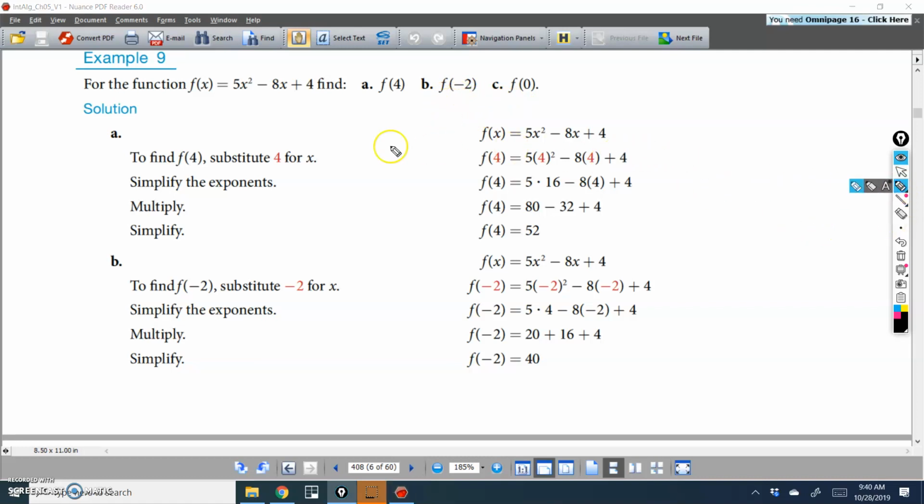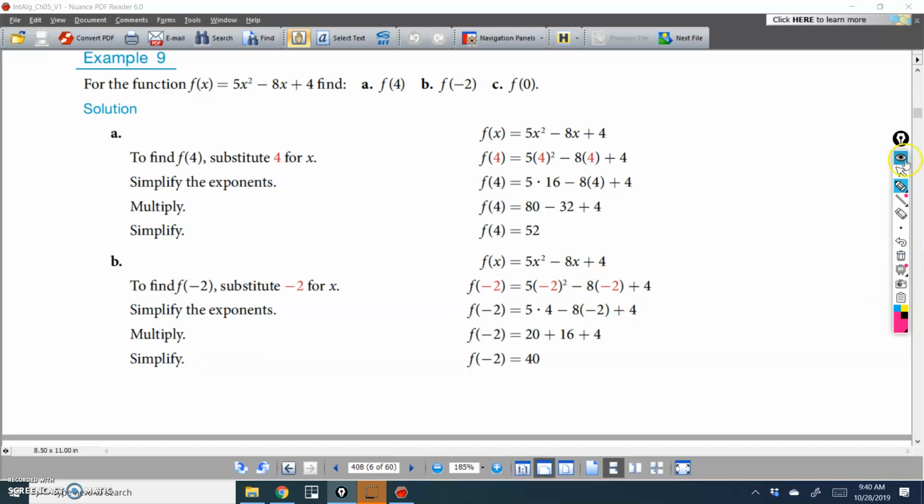So, for instance, for a, here's f of x. Notice all the 4's are substituting in where the x's were. And then evaluate. That's it. For b, same thing. We're finding f of negative 2, so substitute negative 2 in everywhere you see an x. Here are my x spots. Therefore, they are now getting negative 2's and then evaluating.